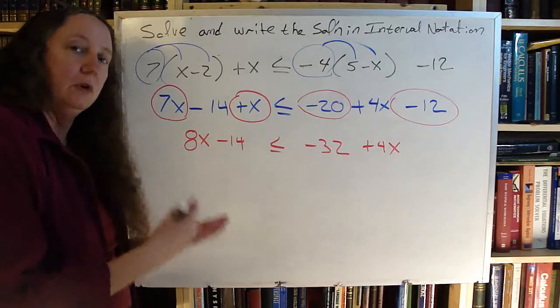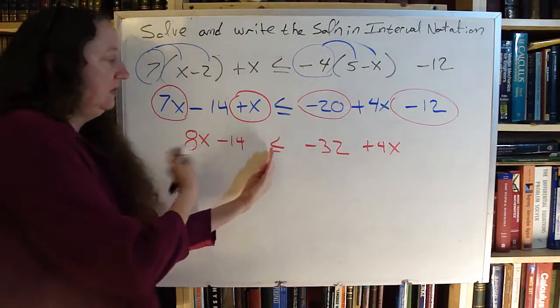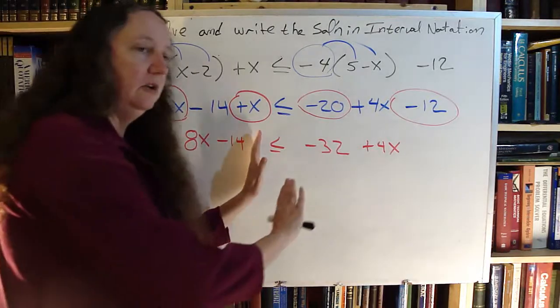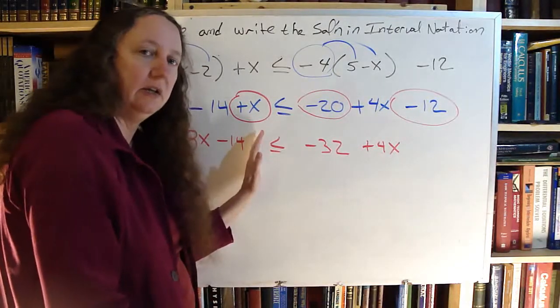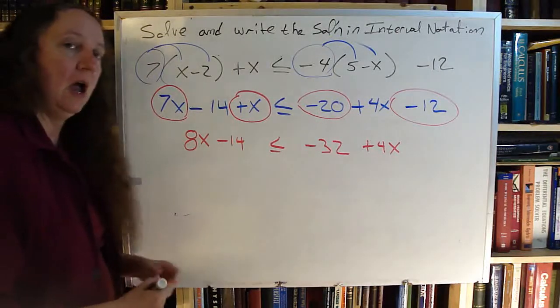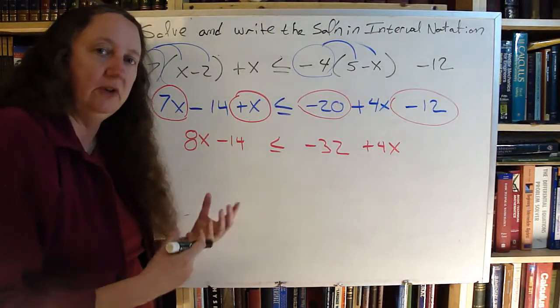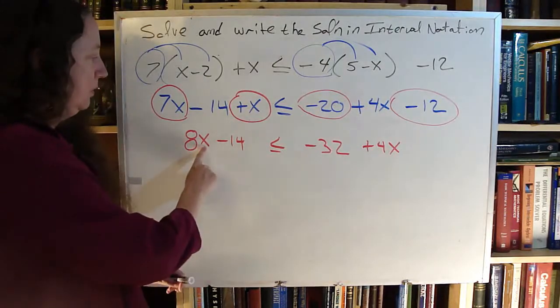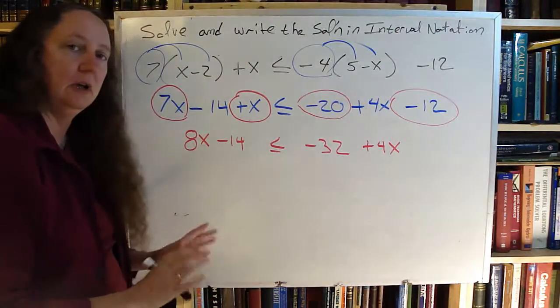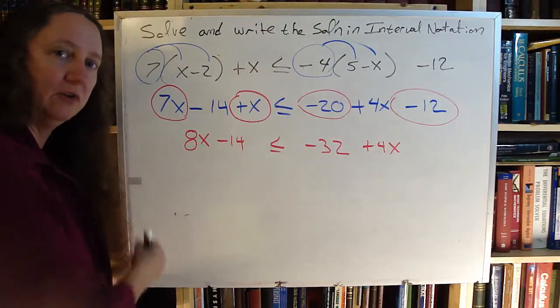Now I take another look at my inequality. Is this side as simple as I can get it? Yes. Is that side as simple as I can get it? Yes. How many times do we see the x? 1 there, 1 there, total of 2 times. I can't have that. I have to move them all to the same side.